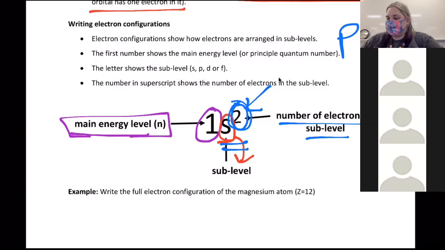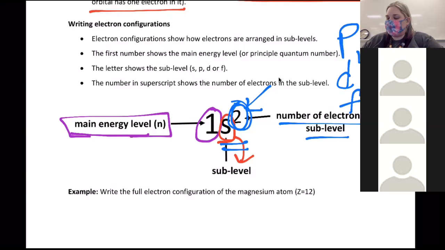D can go up to 10. So it could be 1 through 10. It just depends on how many electrons we have to put into that sublevel, but it can't be more than 10. And then we probably won't have any of these because we don't have to do it for IB, but F can go up to 14. So that's why it's important we know those numbers, so that when we write these, we remember, oh, I can't write 1s3, because S can never have more than 2.